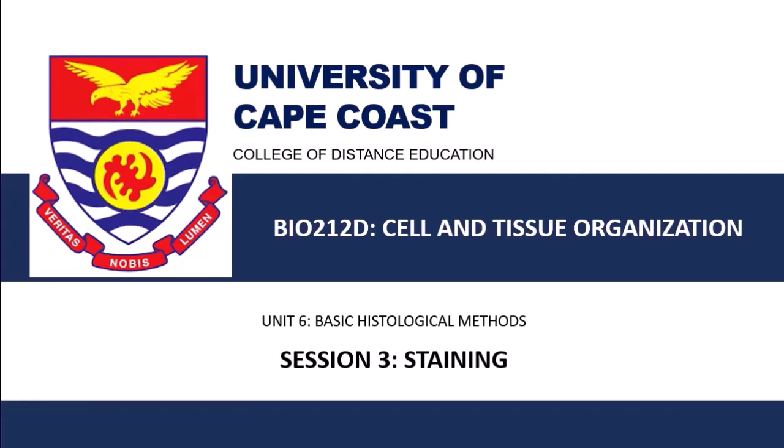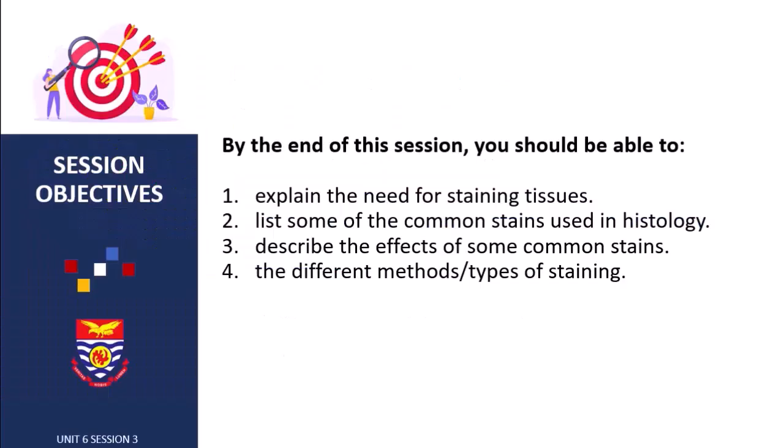Under Section 3 of Unit 6, we will look at staining, which is very essential in the preparation of tissues for study. We will begin with the need for staining and look at some common stain types and then end with the methods of staining. By the end of this session, you should be able to explain the need for staining tissues, list some of the common stains used in histology, describe the effects of some common stains, and also describe the different methods or types of staining.